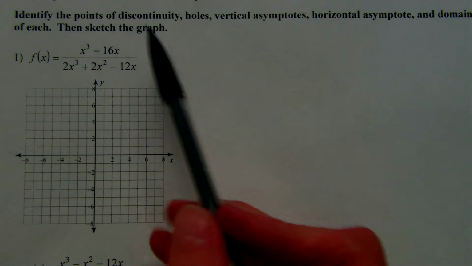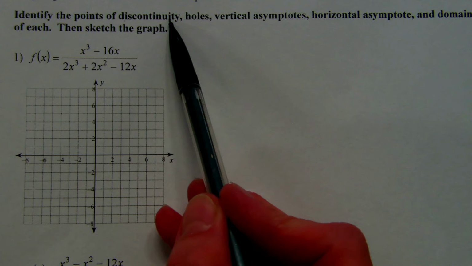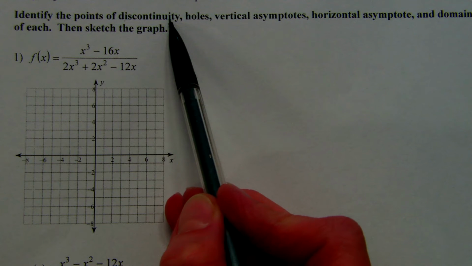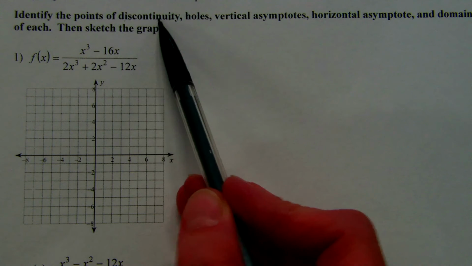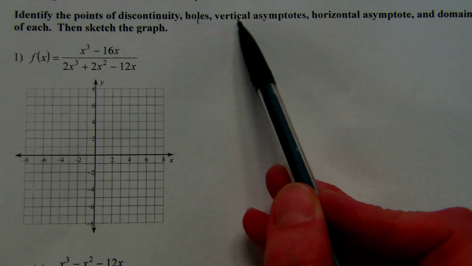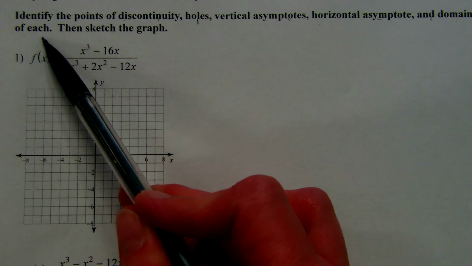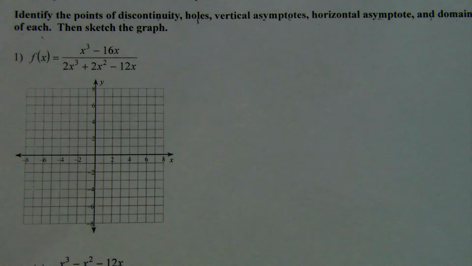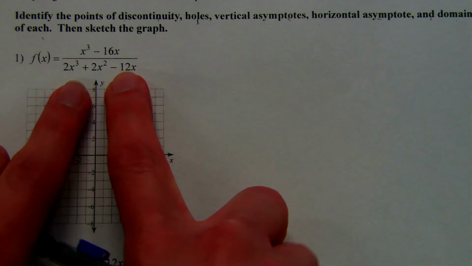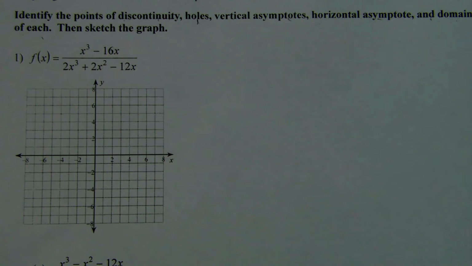So it says identify the points of discontinuity. That means the places where it's not continuous. So that's a little bit of a hint what we're looking at. Holes, vertical asymptotes, horizontal asymptotes, and the domain of each. Then sketch the graph. There's a lot of information there, but mostly we're going to be simplifying the rational expression part of the function and using that to guide what we're doing.